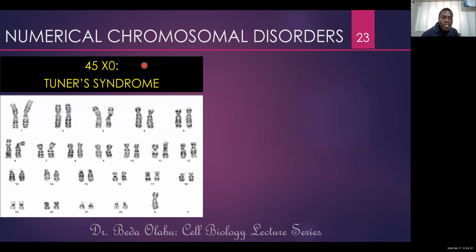So someone with Turner syndrome will have 45X0. Tell me, they have only one X chromosome. Will they be female or will they be male? Someone with Turner syndrome. Female. Okay. Yes, I agree with you. They'll be female, and you've understood why they'll be female.